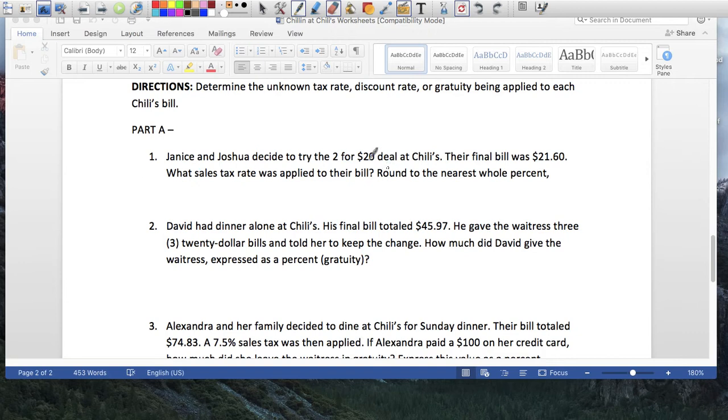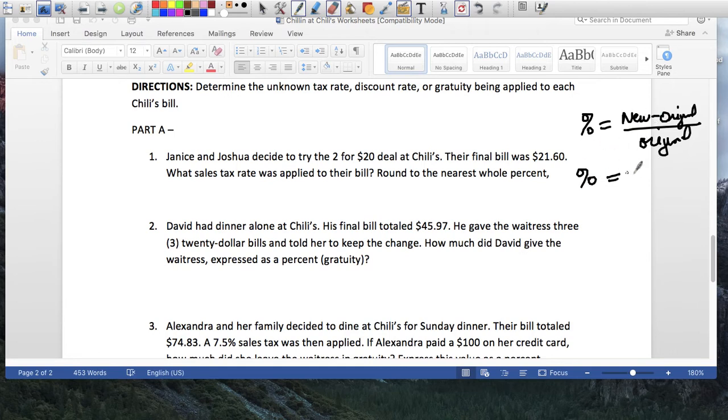Okay, so we can use the rate of the percent of change. So we want to know what the tax rate is, right? So the rate of change is what? New minus the original, right? Or the change here. The percent is going to be the change between the new and the original over the original.